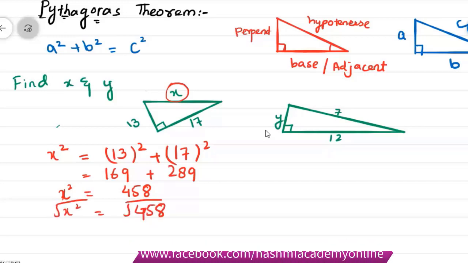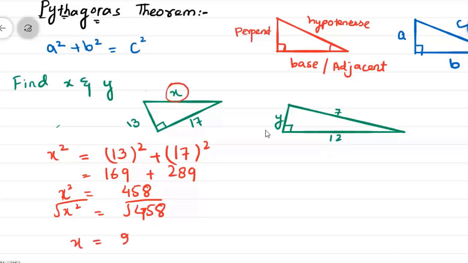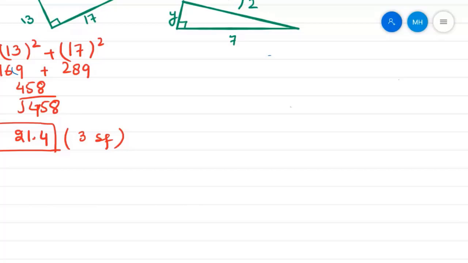So we have x as 21.4. Okay, I have written this value to 3 significant figures. So this is the answer. For the second triangle, here you have the hypotenuse, so you have to make the square of your hypotenuse, 12 square, and now you have y square.